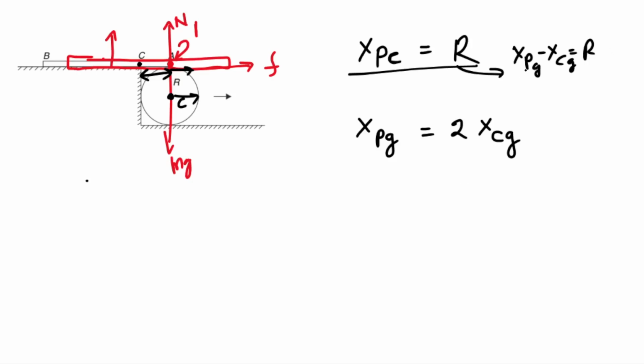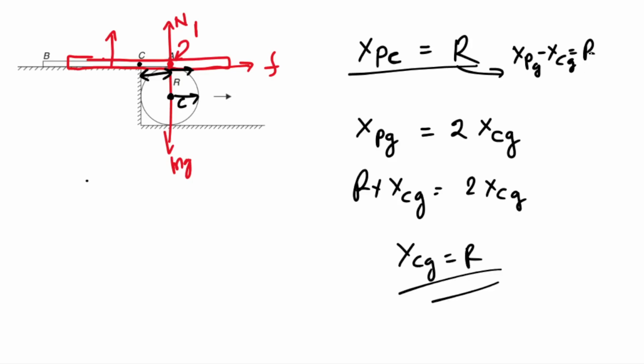Now here you can write what? xpg can be written as r plus xcg, and this is equal to 2xcg. So basically xcg is equal to r, and you will see xpg is equal to 2r. So this point with respect to Planck with respect to ground will move 2 times than that of center of cylinder with respect to ground. So this will be the thing. ऐसे भी आप directly बता सकते थे, but I have gone with the mathematics. So you can see here.